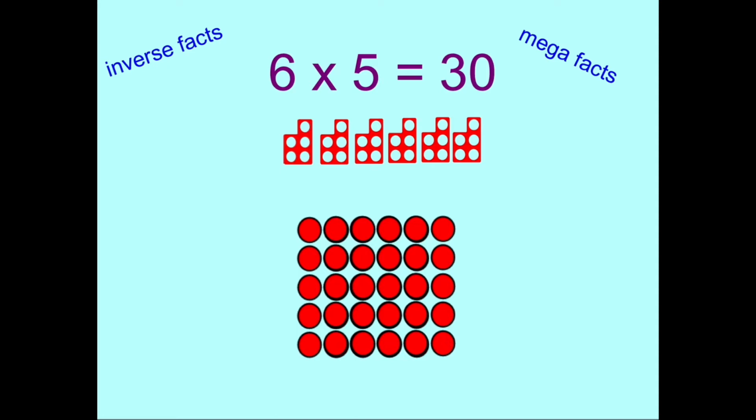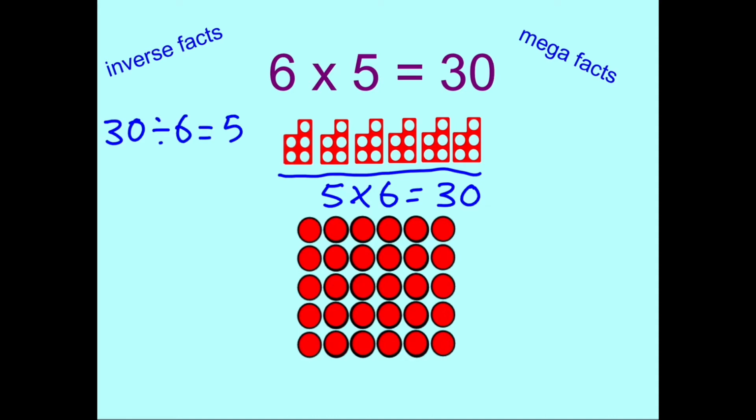Our fact of the day for today is 6 times 5. So we're carrying on with the 5 times table. The picture shows you 6 fives, or 6 sets of 5, makes 30, and the array shows you 6 rows of 5 or 5 rows of 6. So if we turn it around, we can write 5 times 6 equals 30, and if we divide it, 30 divided into 6s is 5, and 30 divided into 5s is 6.